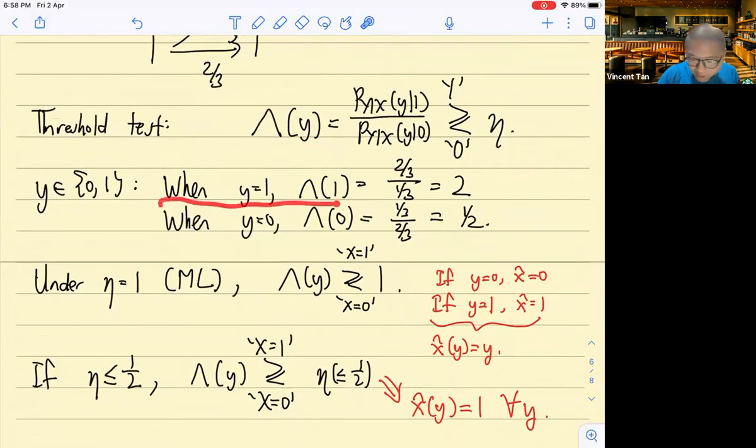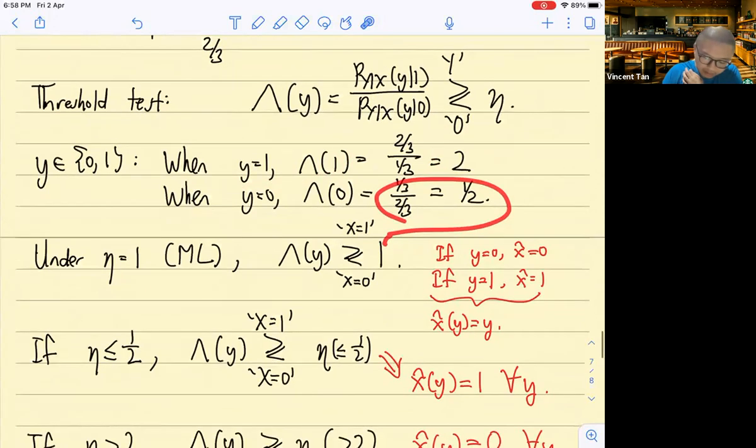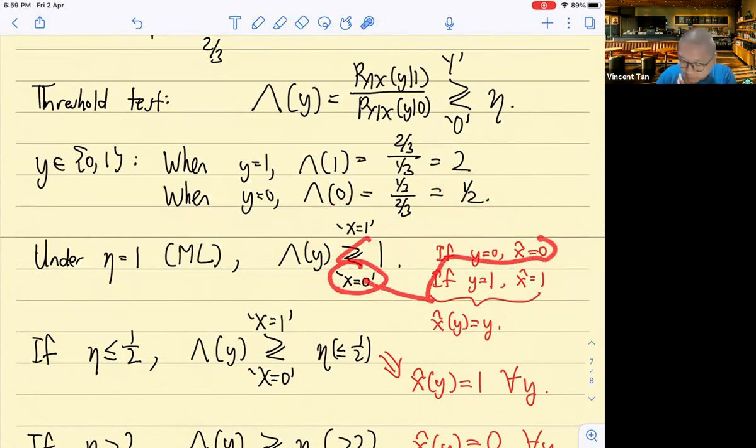When y is equal to 1, the likelihood ratio is equal to 2. When y is equal to 0, the likelihood ratio is equal to half. Now, under maximum likelihood decoding, which means eta is equal to 1, it is not easy to see that this is true. If y is equal to 0, the ratio is half, and half is less than 1, so I will make this decision.